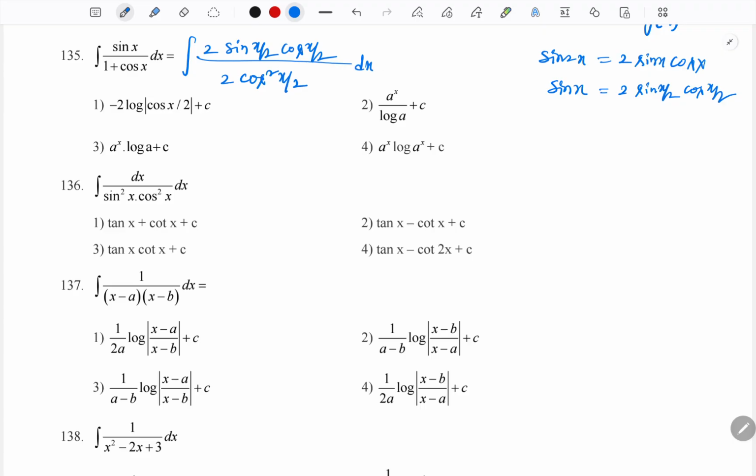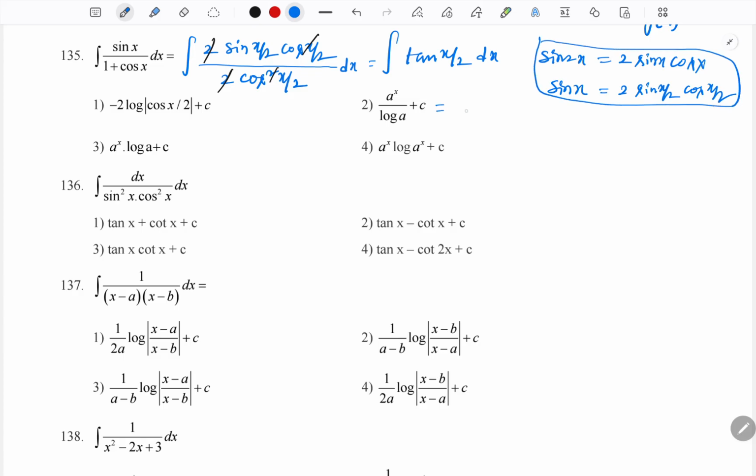So here no need to discuss that, all simple things. If you don't know, then drop a comment. I will do this particularly, students, if you want. Then here the 2 will be cancelled, and one cos x by 2 will be cancelled. Then what is remaining here? Only the integral of tan x by 2 dx. What is the integral of tan x here? Integral tan x equals minus log mod cos x, right? Okay, let me give a moment.